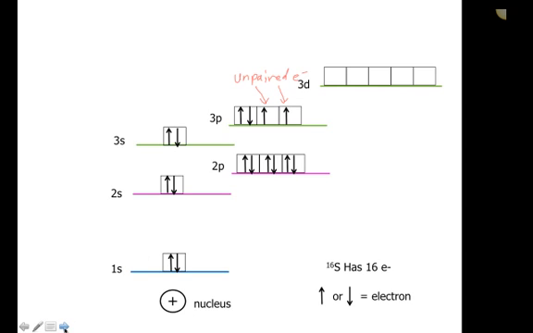And that's how electrons are arranged in the orbital system: filling lower energy levels before higher energy levels, and spreading out over orbitals of the same energy, and if they're sharing an orbital, they will share them with opposite spins.